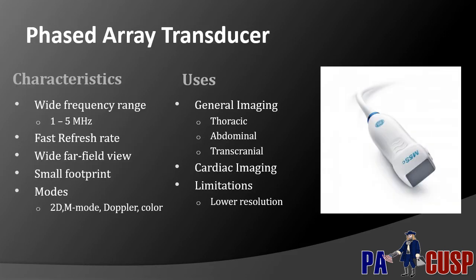The phased array transducer has a very wide frequency range, somewhere in the realm of 1 to 5 megahertz. It has a very fast refresh rate and a wide far field view. Basically, that just means the deeper you go, the wider an area that you can image. It has a very small footprint, so it fits well in between intercostal rib spaces. It can do varying modes such as 2D and Doppler and color. The most common use for this is going to be cardiac and thoracic imaging, although it can be applied for abdominal and transcranial imaging as well. The limitations of this type of probe are the lower resolution.